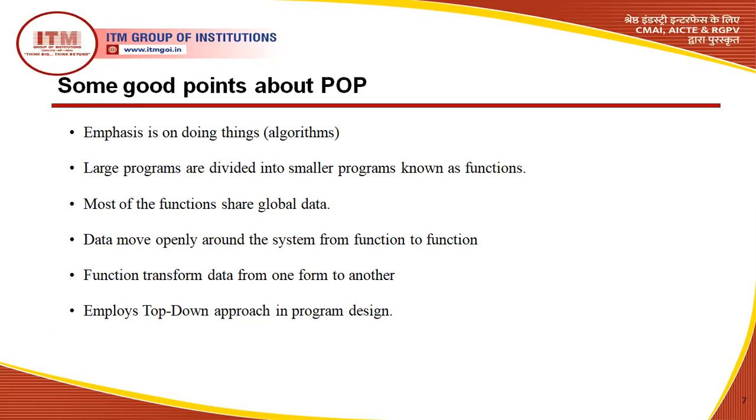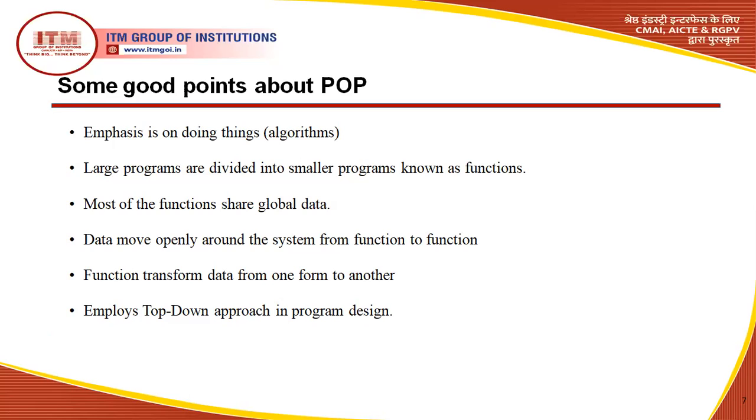So here we are using the concept of functions, in which we can divide large programming code into smaller programming code. The next point is that most of the functions share global data, which means our data is very much global. We can use any kind of data types in any of the functions, so it uses our data in a global manner. Now the next one, the data moves openly around the system from function to function. So it's a very easy approach, and with the help of these functions, we can use the data.